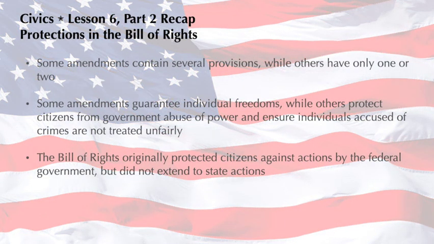So that's the way it is with Lesson 6, Part 2, Protections in the Bill of Rights. At this point, you should know that some amendments contain several provisions, while others have only one or two. Some amendments guarantee individual freedoms, while others protect citizens from government abuse of power and ensure individuals accused of crimes are not treated unfairly. And the Bill of Rights originally protected citizens against actions by the federal government, but did not extend to state actions.